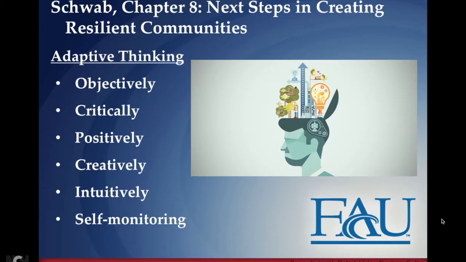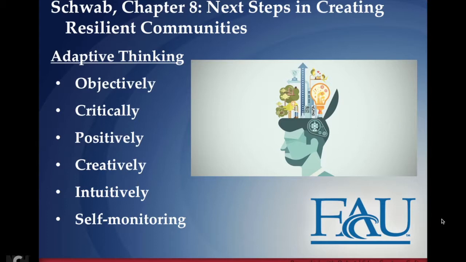And he looked at the concepts of thinking objectively, which is focusing mainly on facts, the statistics, and the hard information available. Adaptive thinking is also critically, which looks at analyzing a situation for possible drawbacks and asking, what's the downside? Being positive, or thinking positively, finding the benefits, solutions, and new possibilities in a situation, or in other words, asking, what's the upside?